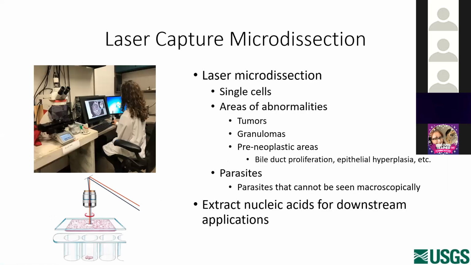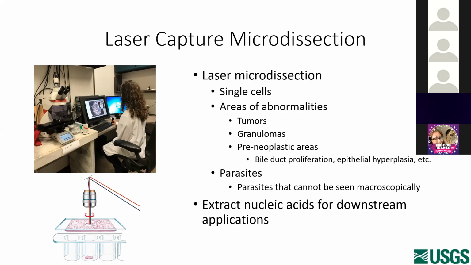That's where laser capture microdissection comes in. The picture on the left is our laser microscope, and the picture on the bottom right is how the laser microscope works. So the beam comes down through the objective, and you can actually cut out an area of tissue that's on the slide that you want to extract for DNA or RNA. You can cut out single cells, or you can cut out larger areas such as tumors or granulomas, preneoplastic areas such as bile duct proliferation or epithelial hyperplasia.